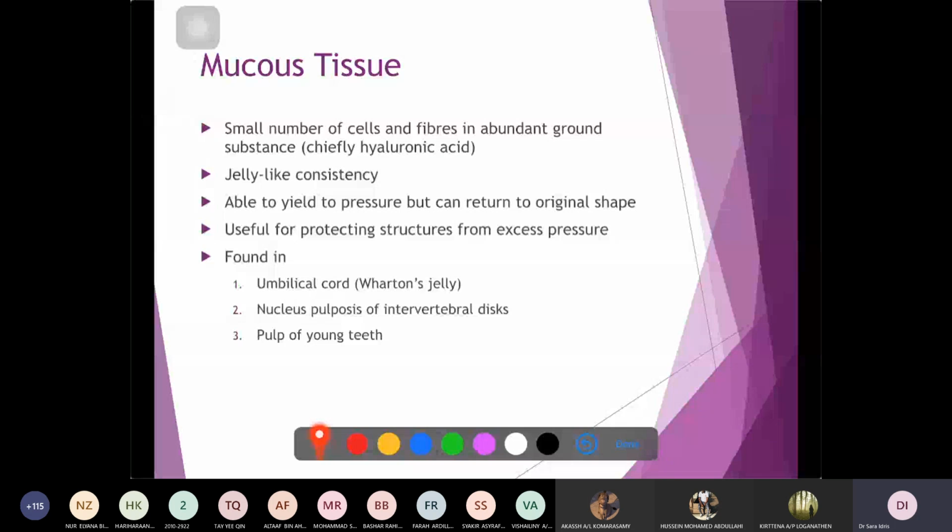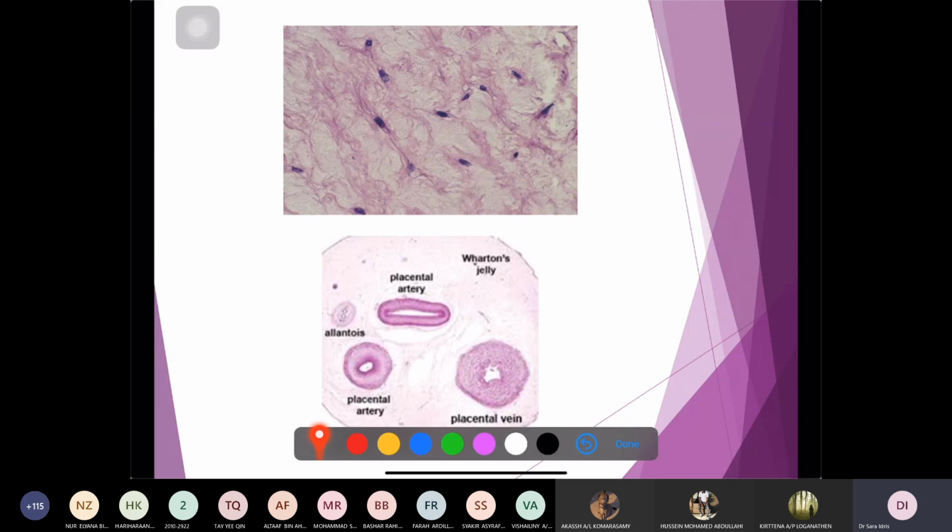What it's supposed to do is provide a sort of cushion to certain important structures. Mucous tissue has a jelly-like consistency, and as I mentioned, it's able to protect structures from pressure. You find it in the umbilical cord, where they call it Wharton's jelly. You also find it in the nucleus pulposus of the intervertebral disc and in the pulp of young teeth.